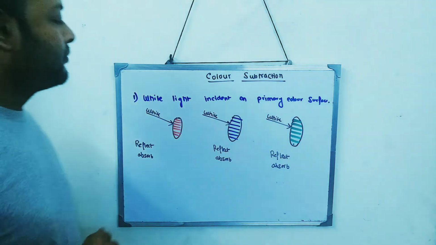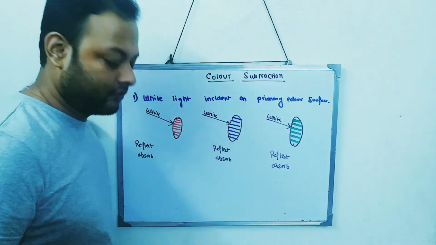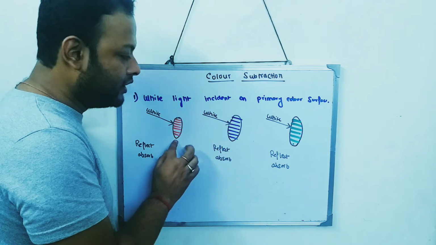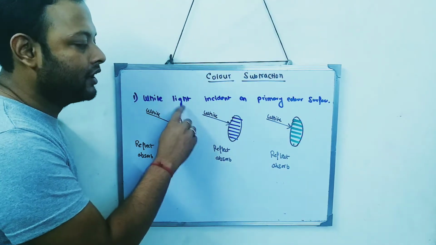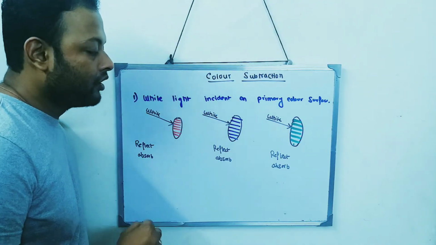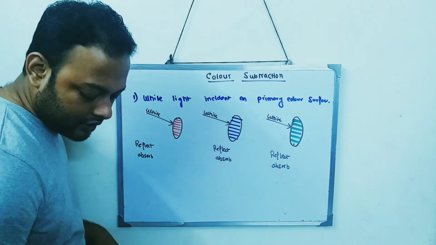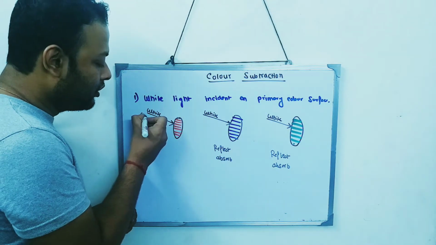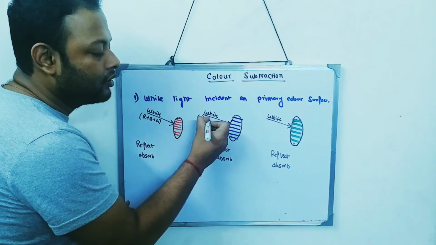Now see the first part. White light is incident on a primary color surface. The surfaces that I have are all primary colors: red, blue and green. And which light is coming? White light is coming. Now what will happen after this? The first thing you have to understand is that this white light that I'm talking about is actually a combination of red, blue and green.